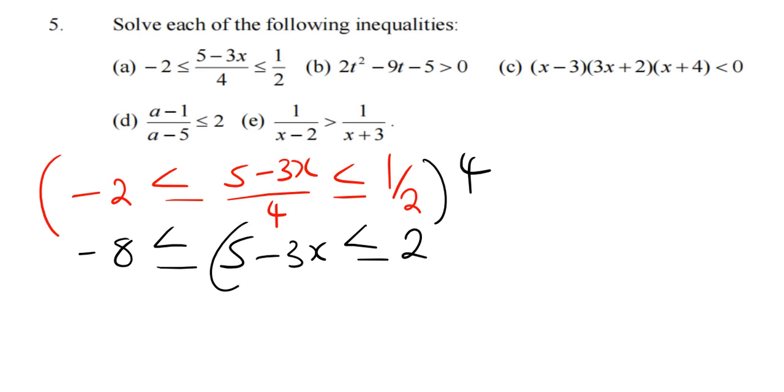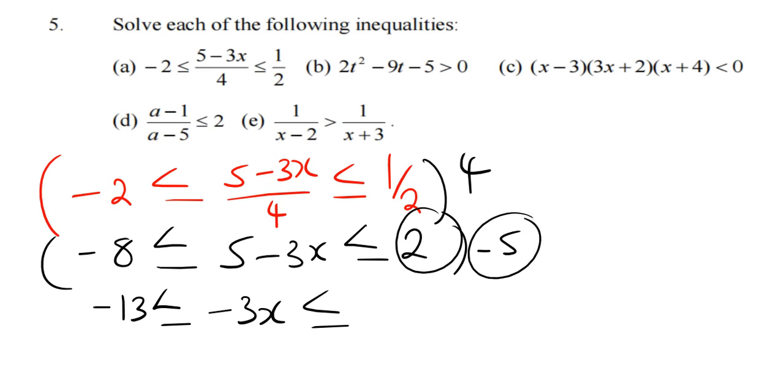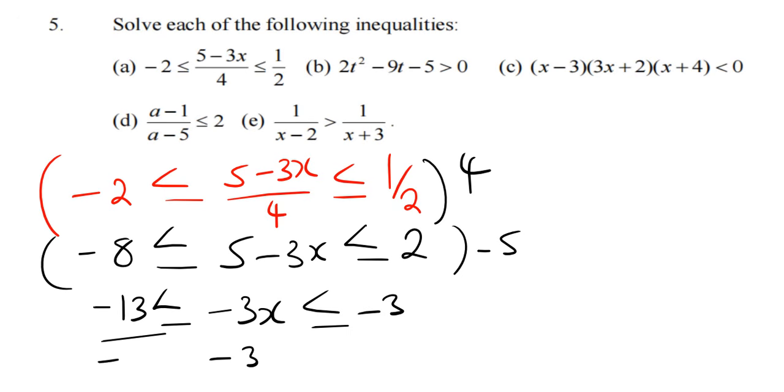Then we don't want this 5. We're going to subtract 5 from all parts. So in this case, let me just do this. Then I subtract 5. Alright, so what are we going to have? Negative 5 and negative 8 will give us negative 13. Then we've got negative 5 and 5, they are going to cancel. So we're going to just remain with negative 3x, which is what we want. Then 2 minus 5 is negative 3. Alright, now we can just divide by negative 3 throughout, so that we just remain with the x in the middle.